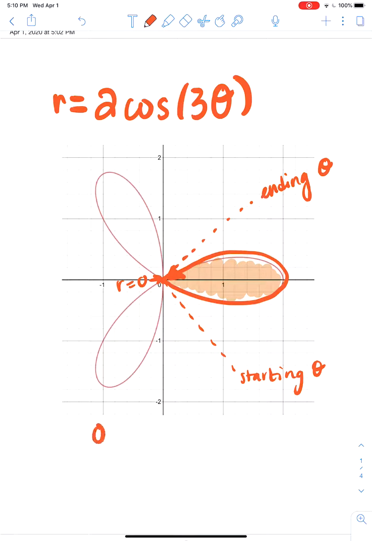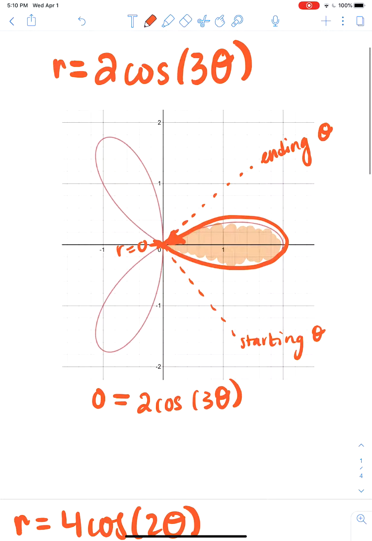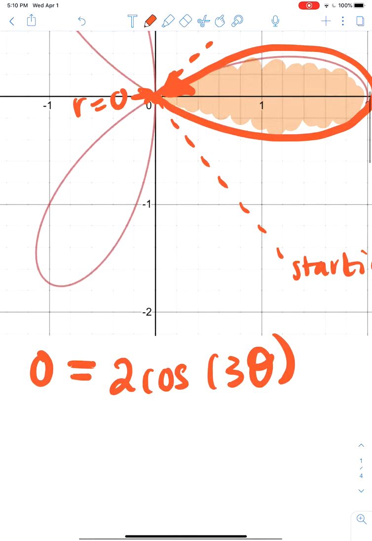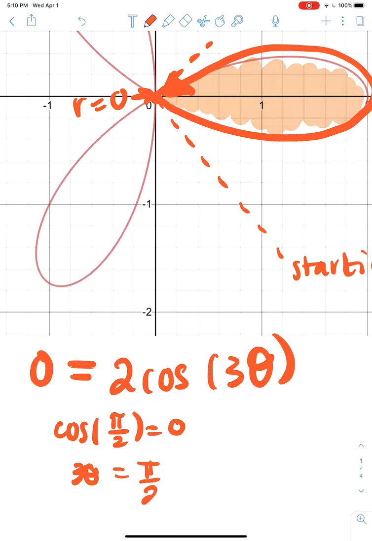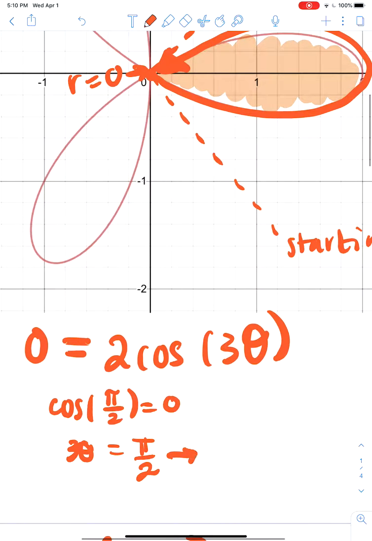So what we're doing here is setting up the equation 0 equals 2 cosine 3 theta. Now you could be thinking, okay, cosine of pi halves is equal to 0. So how can I turn 3 theta into pi halves? That would be for, let's say, theta equal to pi over 6, because then we'll have 3 divided by 6, that's a half, so we'll get back to pi halves.